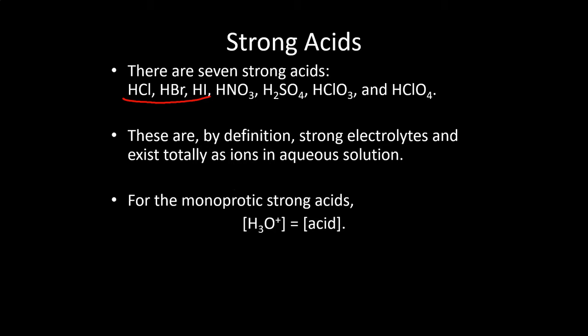Because on the periodic table, beneath fluorine, don't count fluorine because HF is not a strong acid, but starting with chlorine, the next one down is bromine, and the next one down after that is iodine. So just hydrogen bonded with those 3 give you a strong acid. But then you do have to remember nitric acid, sulfuric acid, chloric acid, and perchloric acid.